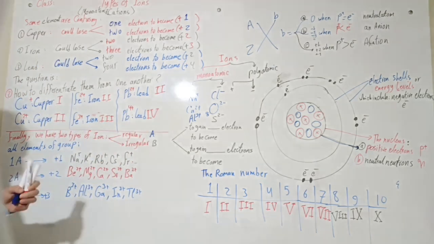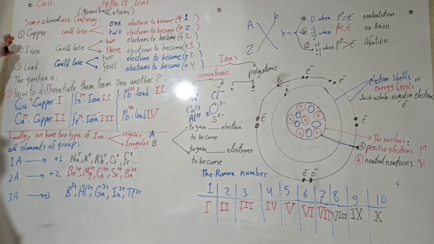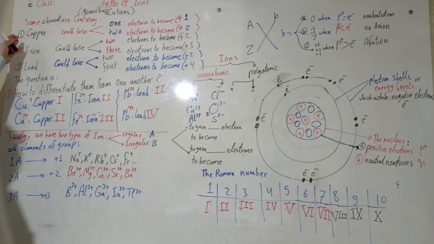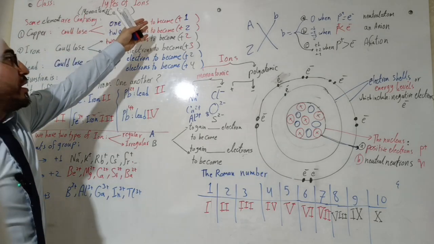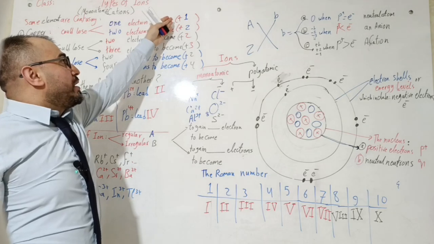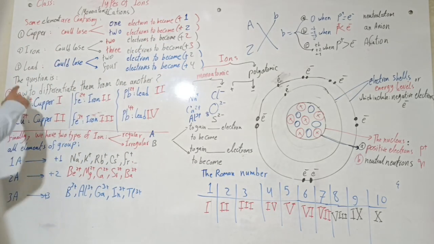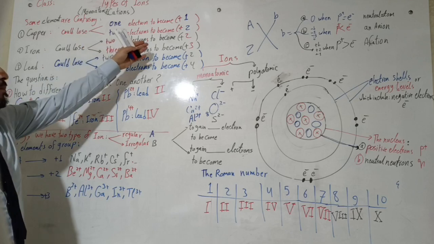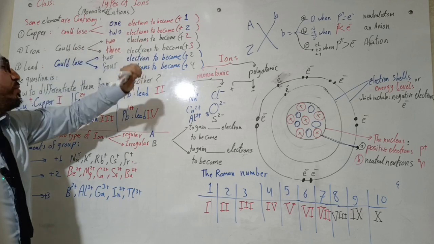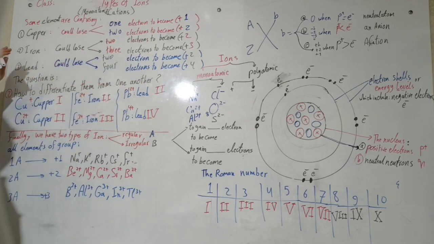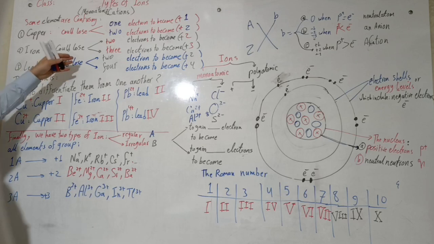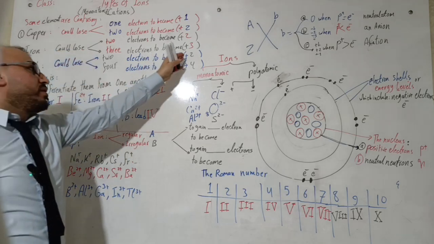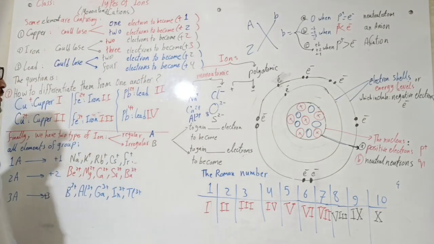So again, some atoms are confusing when they become ions. For example, copper could lose 1 or 2 electrons to get either +1 or +2. Iron has also 2 options. The first one is to lose 2 electrons to become +2, or lose 3 electrons to become +3. And lead, which could lose 2 or 4 electrons to have these +2 or +4 charges.